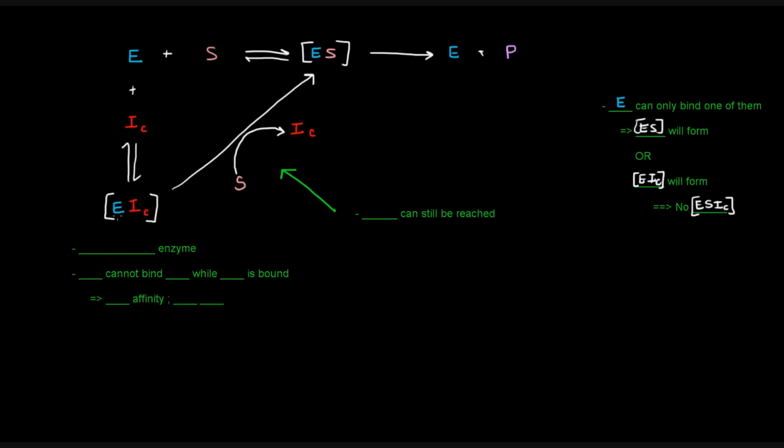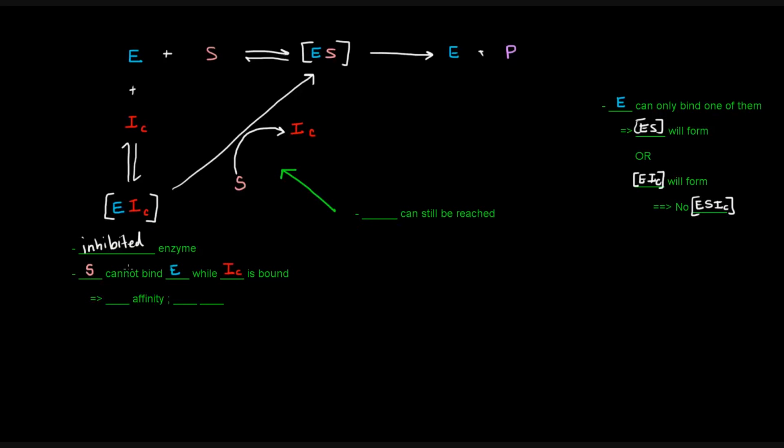And of course, if we have the enzyme bound by the competitive inhibitor, that is the inhibited enzyme. That enzyme cannot give you product. And of course, the substrate cannot bind the enzyme while the competitive inhibitor is bound. That's an important idea to stress.